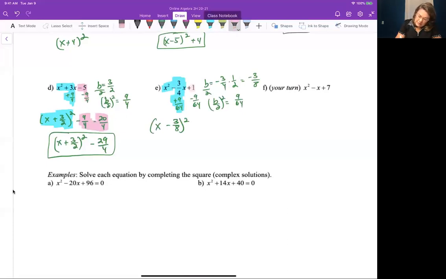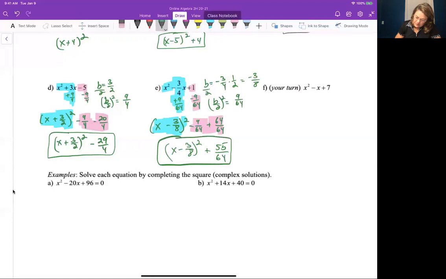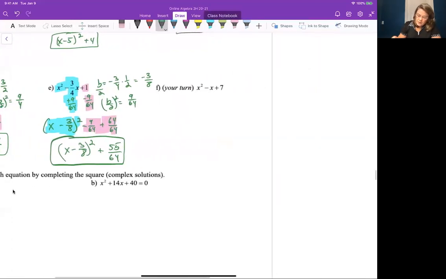And let's simplify this. So I have minus 9 over 64, and let's have a common denominator of 64 with positive 1 becomes plus 64 over 64, and then we will combine. This part of the expression is my perfect square that we created, and this is what's left. And now we need to just simplify. And we will get plus 55 over 64, and this is my answer. Okay. Why don't you try the next one?